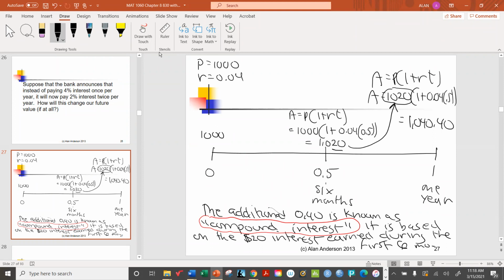Right there. That's where the extra amount is coming from. The interest is being applied to both our principal and this extra interest from the first 6 months. All right, now, just to see, let's take this one step further and try a situation where instead of 4% once a year or 2% twice a year, let's try the case of 1% 4 times a year.